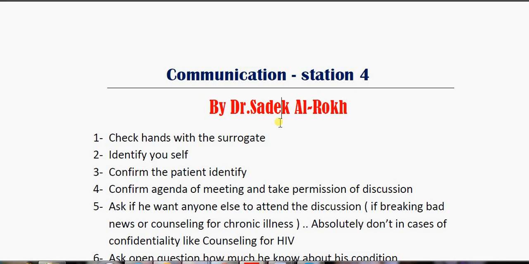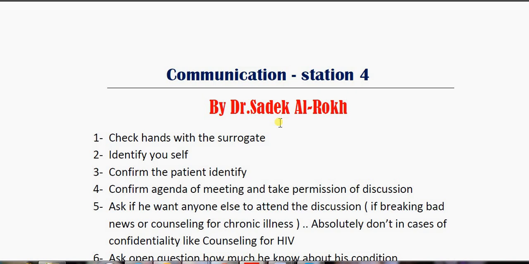You are given 5 minutes before going to the station. In these 5 minutes, you are given the paper, including the scenario that you are going to discuss with the patient, and your position, maybe senior house officer or medical registrar.